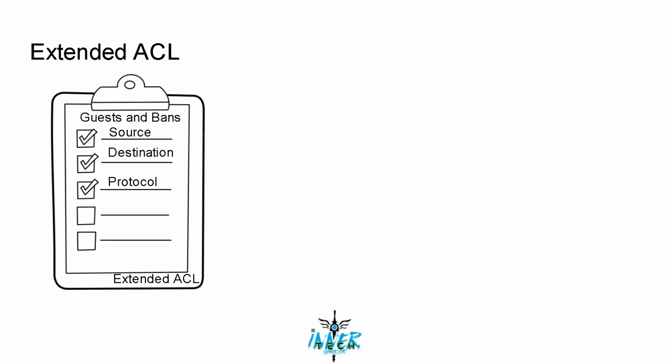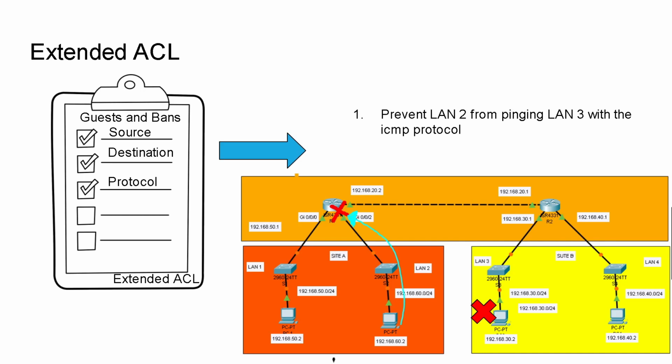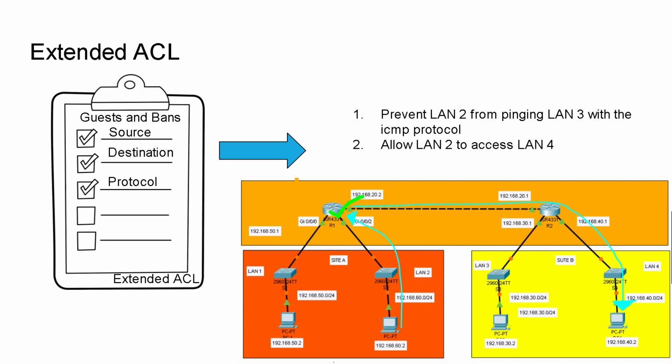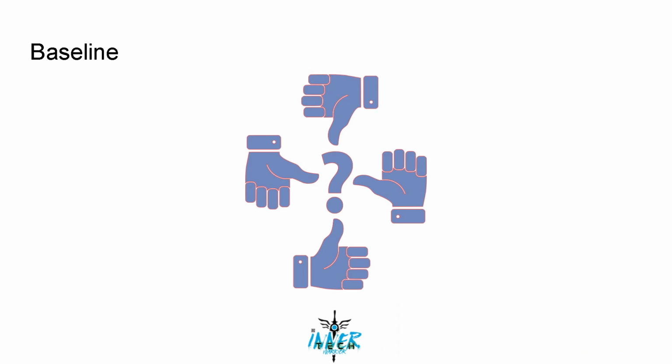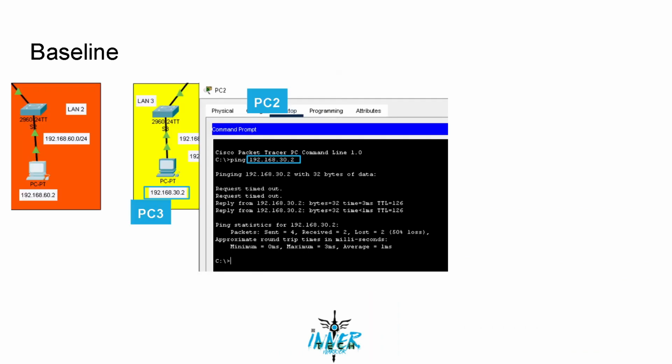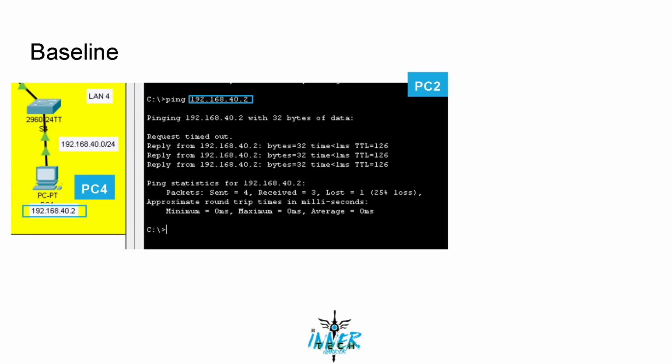This time, management wants an extended ACL. The extended ACL needs to do two things. 1. Prevent LAN 2 from pinging LAN 3 with the ICMP protocol. 2. Allow LAN 2 to access LAN 4. Let's first get our baseline. Test LAN 2's connection to LAN 3 by pinging from PC2 to PC3. Then test LAN 2's connection to PC4 in LAN 4.